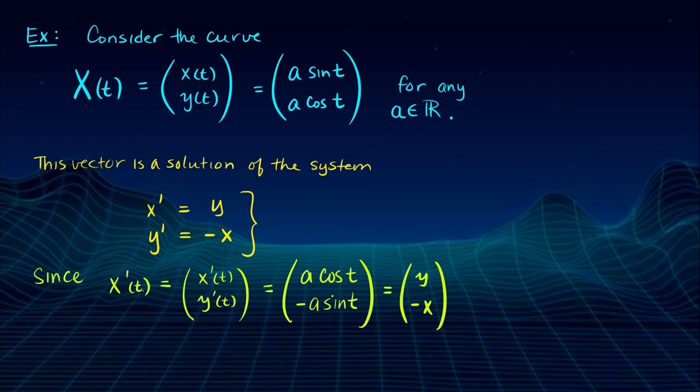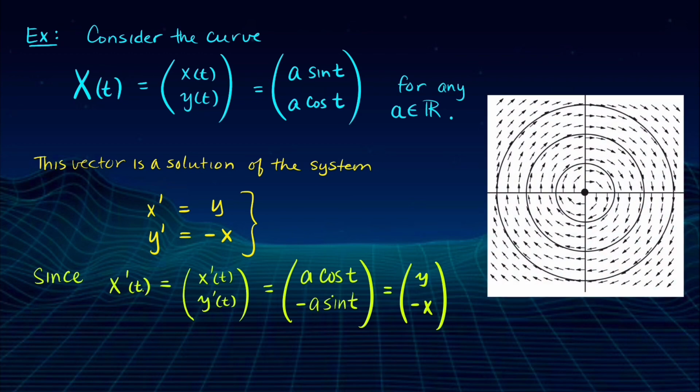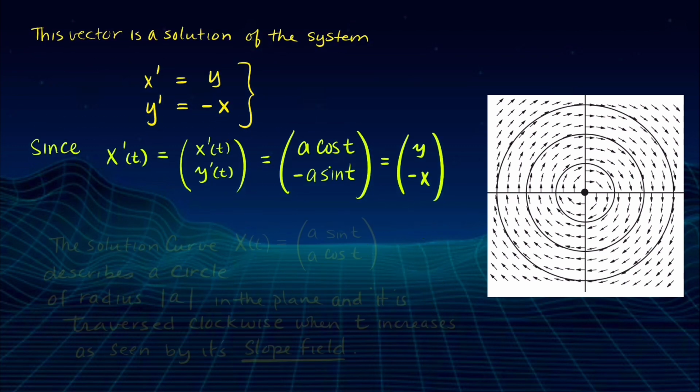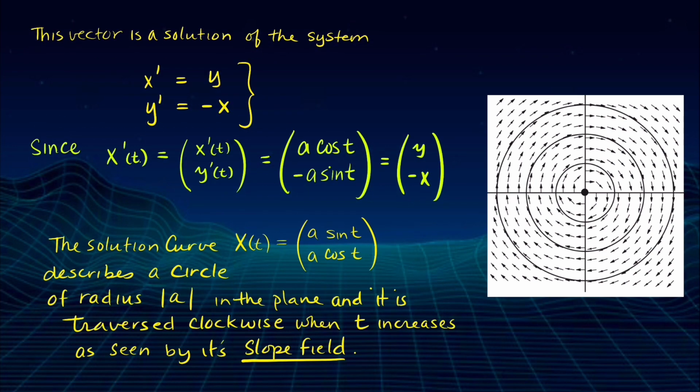And we can check that by differentiating our vector x, seeing that it gives us a cos t, negative a sin t, which is y, negative x. And this solution curve describes a circle of radius a, and in the slope field it is traversed in a clockwise manner when t increases. A circle of radius 0 would be a point at the origin, indicating that x of t and y of t are 0, or constant functions.